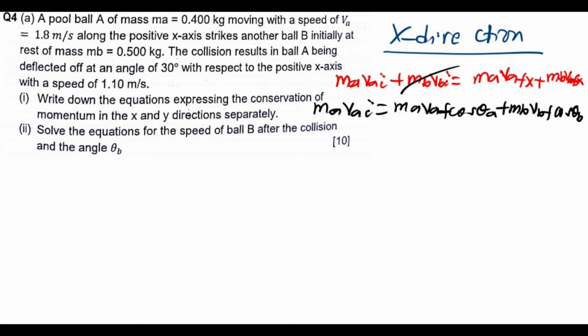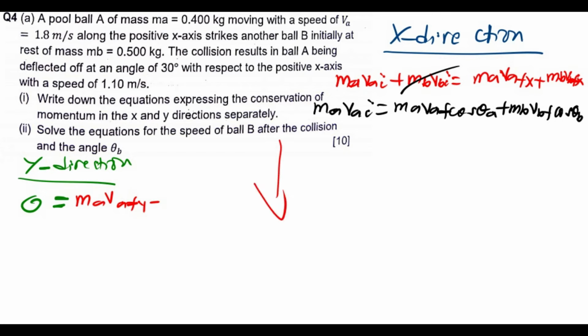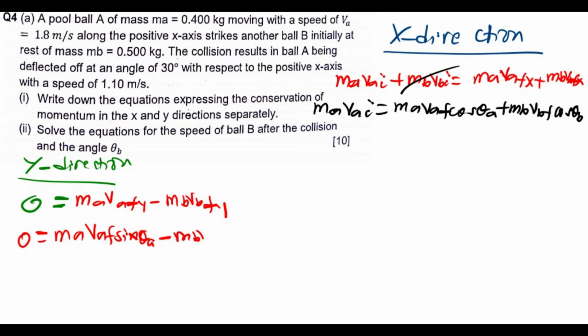Then for the y direction, when we're talking about a glancing collision, in y direction before collision we have 0. It was not moving in the y direction, but after collision, that's where we expect to have MA VA final in y direction minus, it's minus because the other ball is going toward the negative y-axis, MB VB final in y direction. So 0 will be equal to MA VA final sine theta A minus MB VB final sine theta B, like that. So this is going to be my equation in the y-axis. So for the first question, you are done.